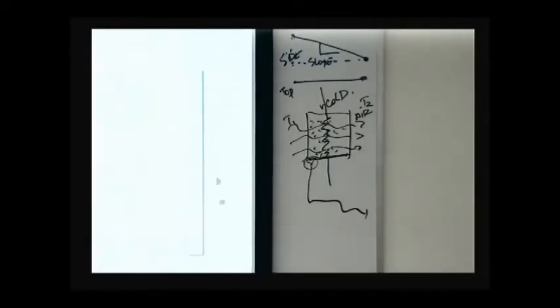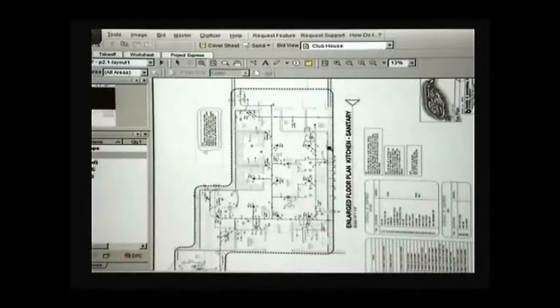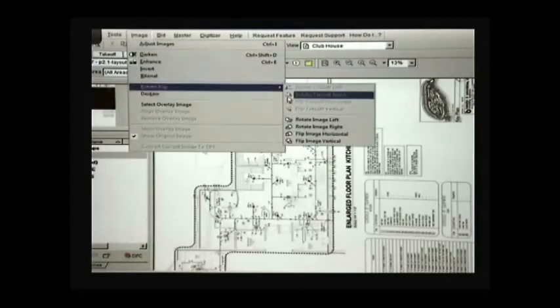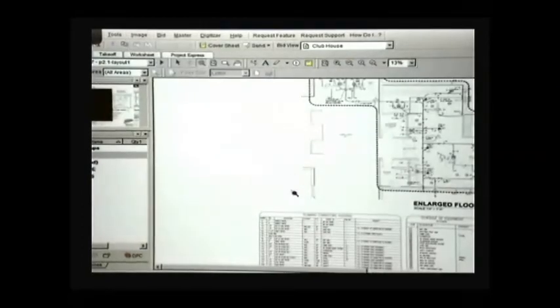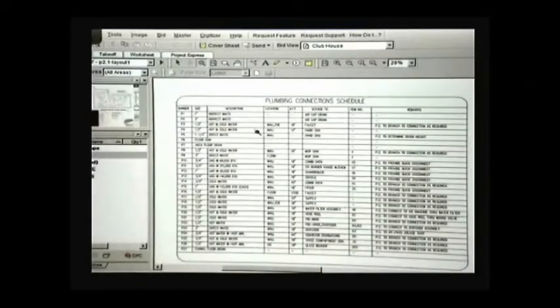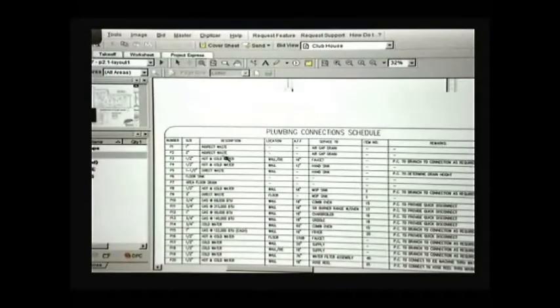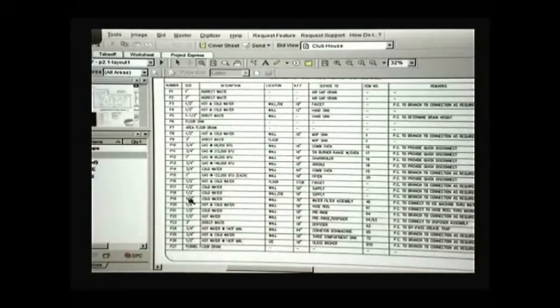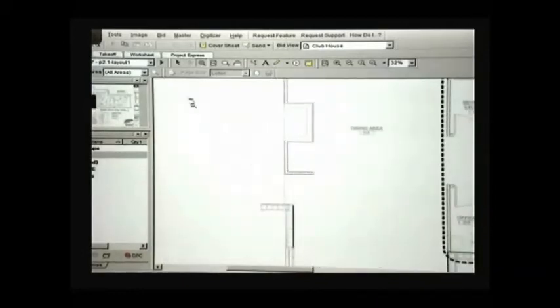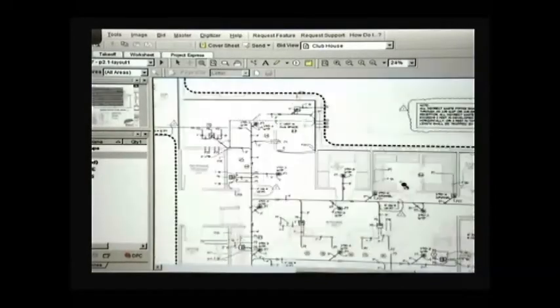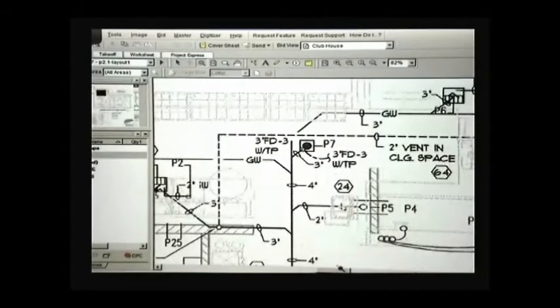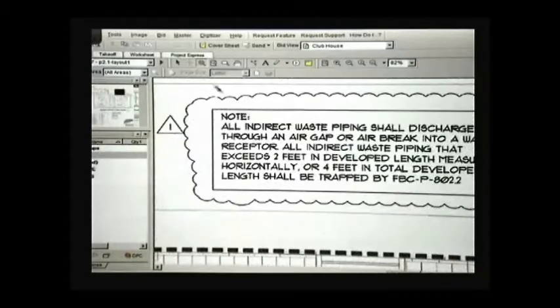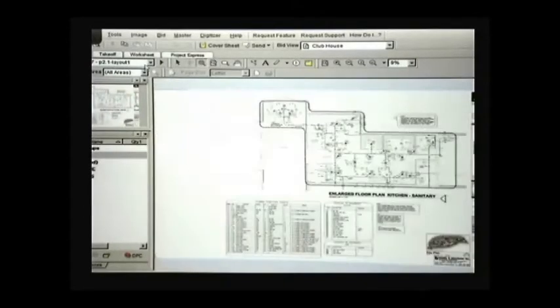So then we have this other drawing. This is for the kitchen. And then see, we have some plumbing connection schedule. So it will tell you location, the description, the pipe size, and then there is a number here associated with it. So you know, you've got to be familiar with the drawing and read all these notes, right? Okay.